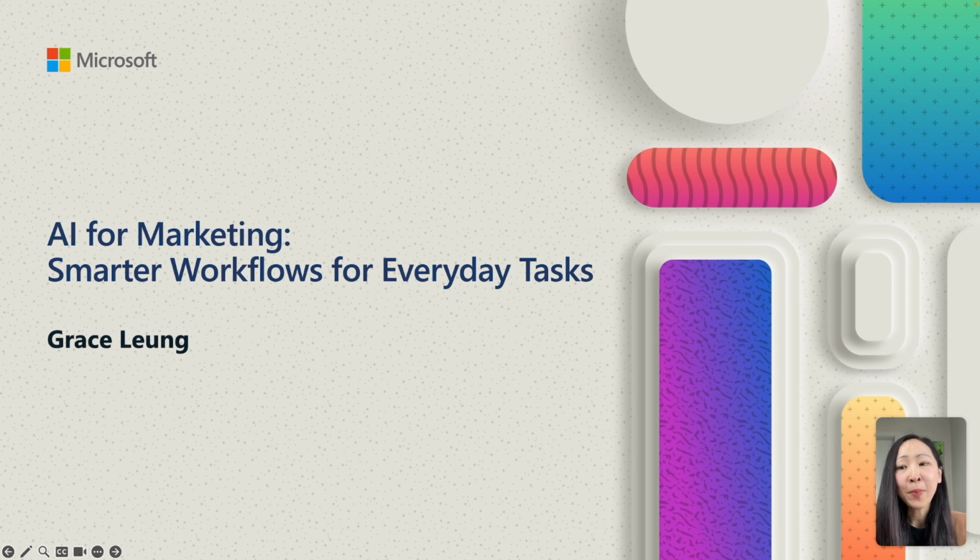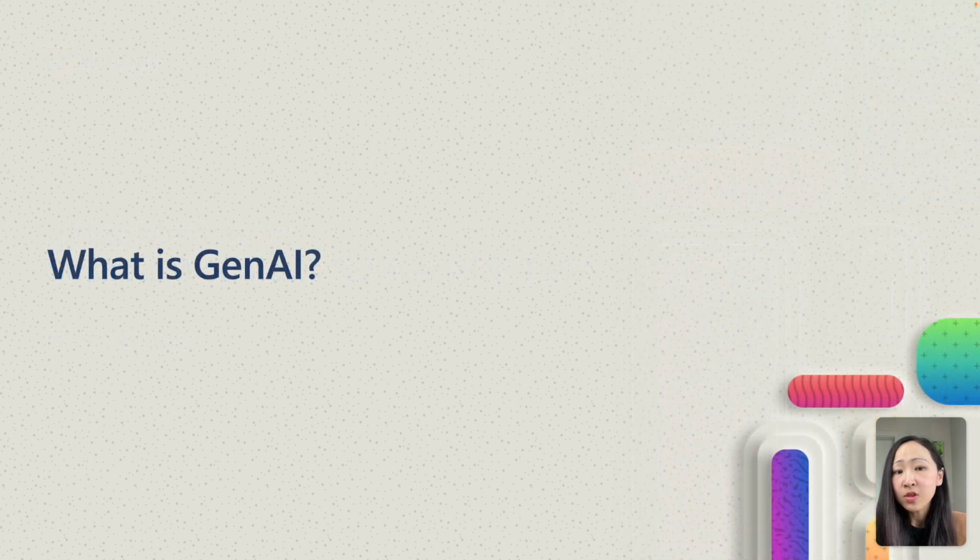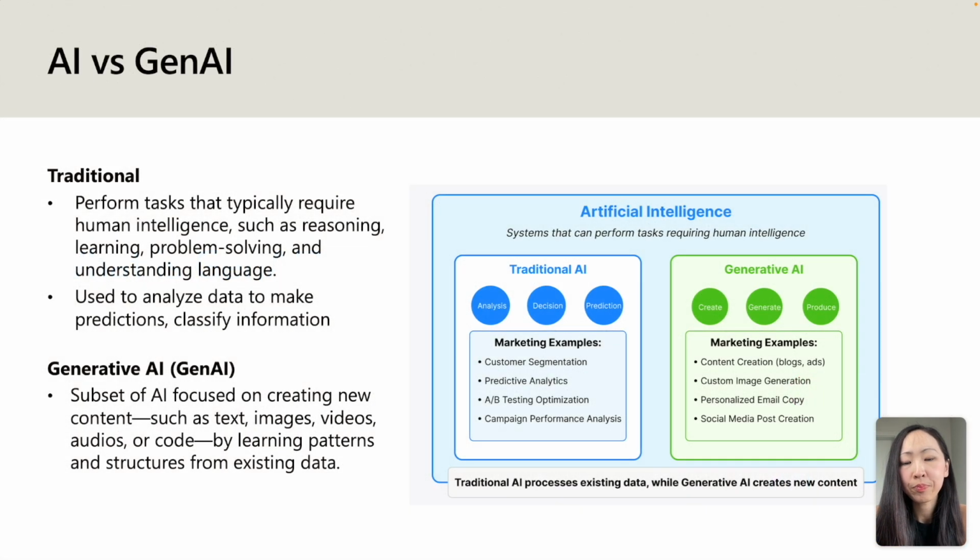Our topic today is AI for marketing, smarter workflows for everyday tasks. Before we start, let's equip some basic concepts about generative AI. What is it really, and how does it differ from the traditional AI we all hear about?